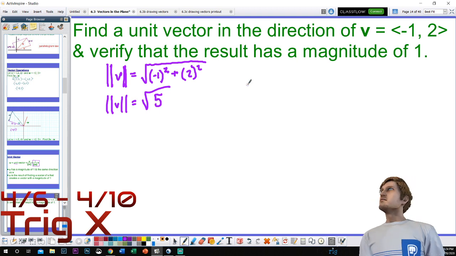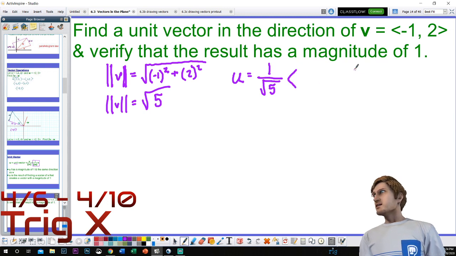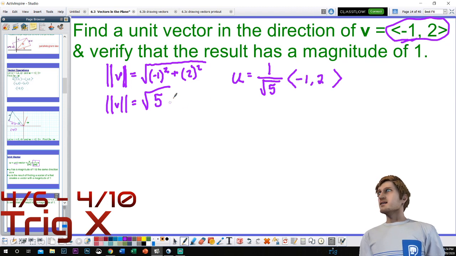Now, in order to find the unit vector, I'm going to put a u there. That's going to be 1 divided by that magnitude, square root of 5. So that 1 is always there. The fraction bar is always there. These little elbows will always be here, and you're just going to take whatever your original vector was and copy it. So that part's easy. The only hard part is doing the distance formula and putting it there, and that's not even that hard.